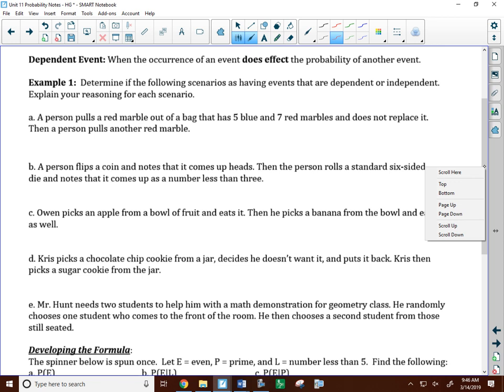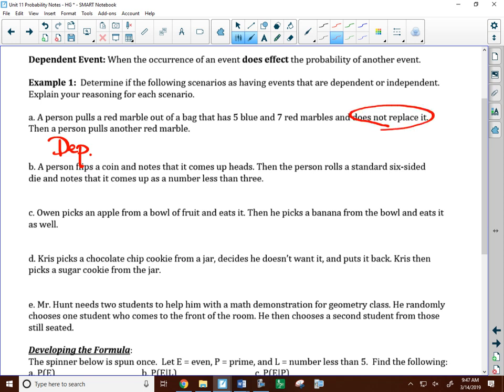A person pulls a red marble out of a bag. The bag has 5 blue and 7 red marbles, 12 total, and they do not replace it. Then the person pulls another red marble out. So what do you think, independent or dependent events? Dependent. It didn't state what the second event was very well, but it's just pulling another red marble. Event 1 was a red marble, event 2 was also a red marble. They're dependent, and it's because of this right here.